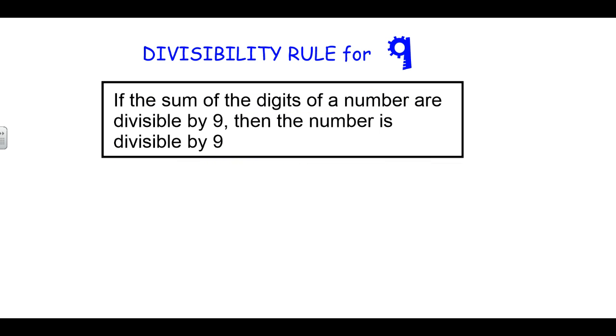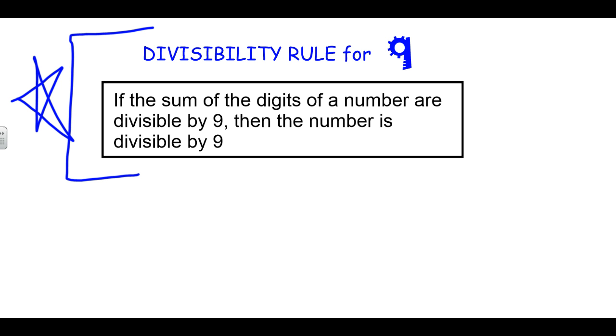The last divisibility rule that we're going to talk about is the one for 9. It is almost identical to the one for 3, except this time we want the sum of the digits to be divisible by 9. So if you haven't already, pause the video and go back and copy this down.